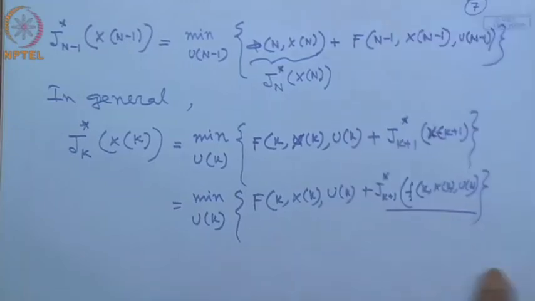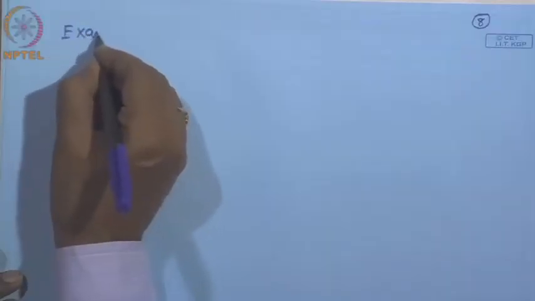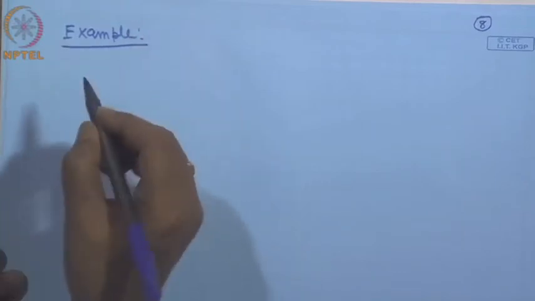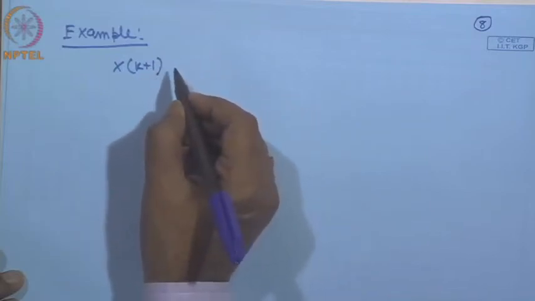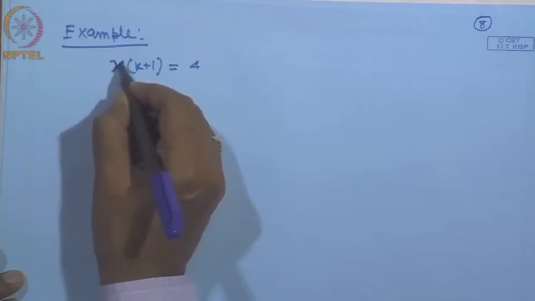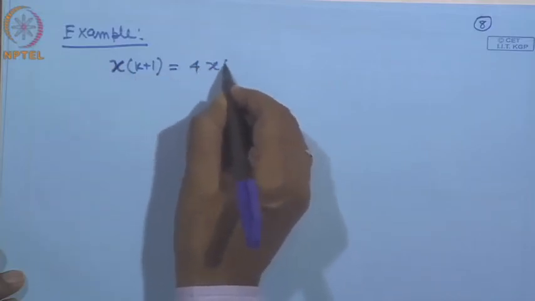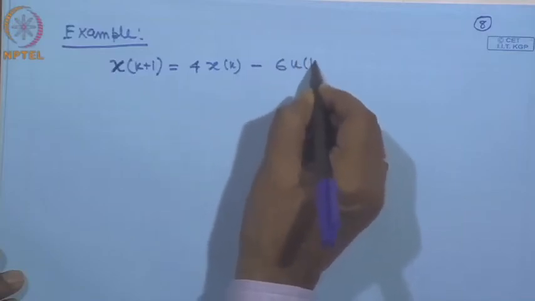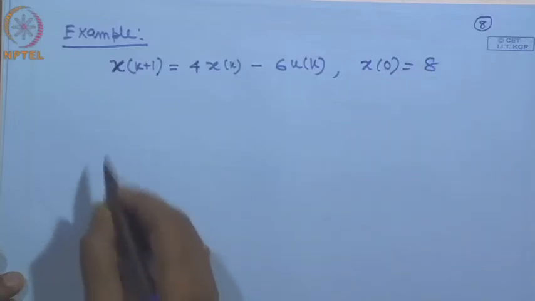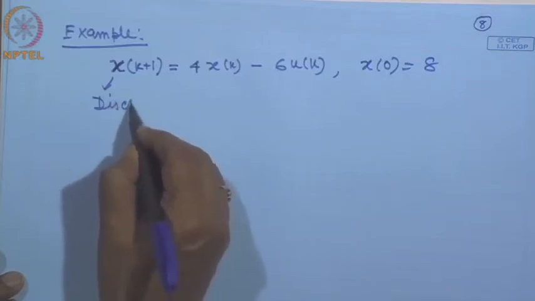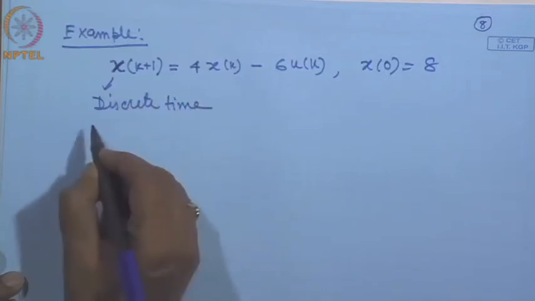So, let us take one example and see how we can use the principle of optimality to find the control law in the case of dynamic discrete time systems. So, example. Our problem is that we are given a discrete time system of first order difference equations. Since it is first order, small x, 4 x of k is equal to 6 u of k, and the initial condition is given, state is x of 0. This is the discrete time dynamic system.